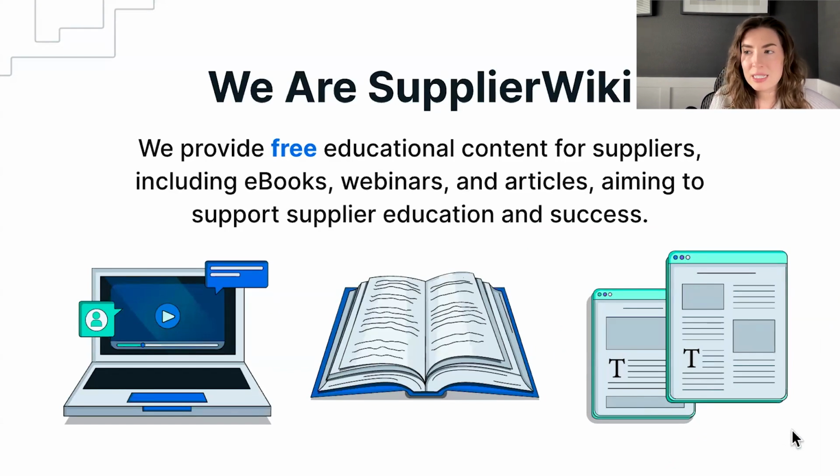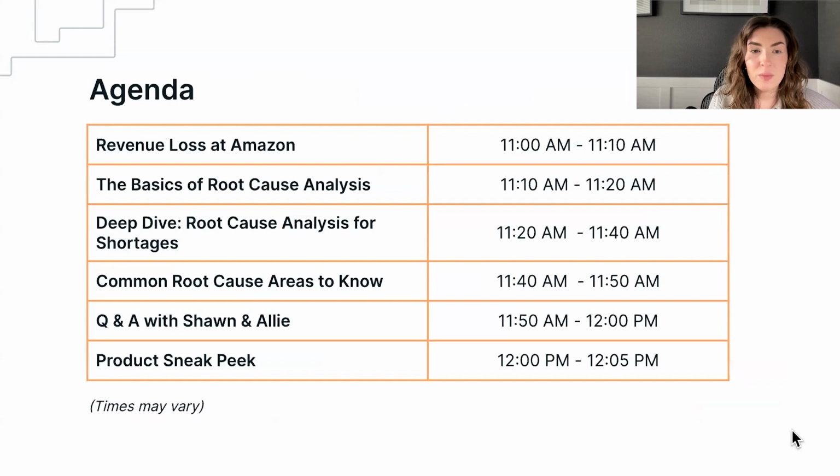All right, and then on the next slide, we have our agenda. We've got a packed agenda today. We're going to talk a little bit about what revenue loss looks like at a high level at Amazon, and then we're going to get into the basics of doing root cause analysis, or RCA as we may refer to it through today's presentation. Then we're going to do a deep dive on shortages because, sneak preview, about 99% of suppliers deal with shortages at their retailer, no matter the retailer that they're working with. So we're going to do a focus on that.